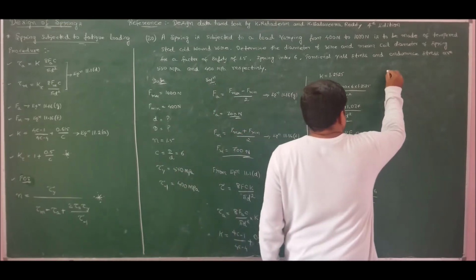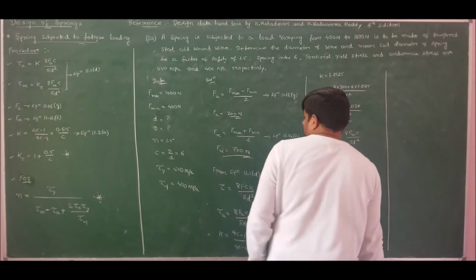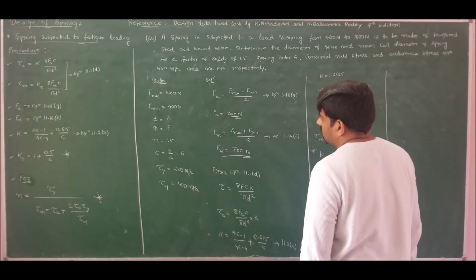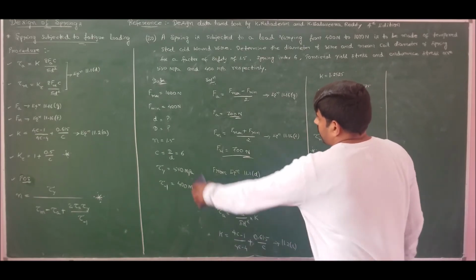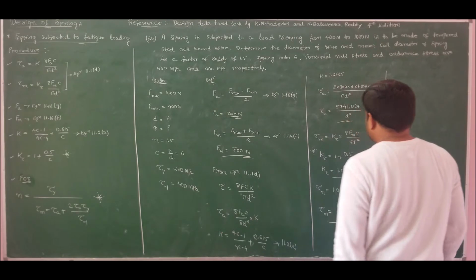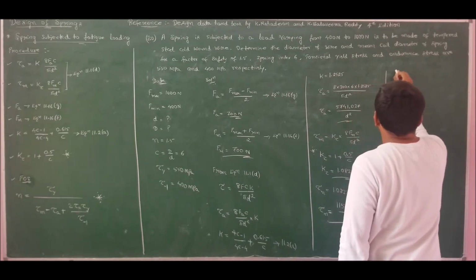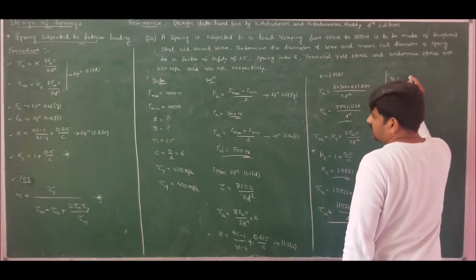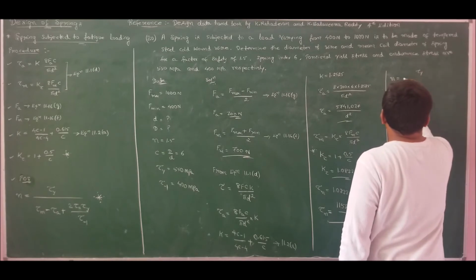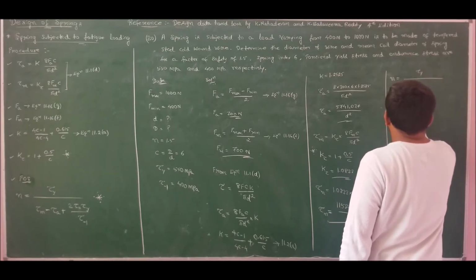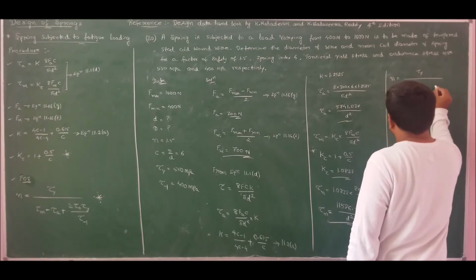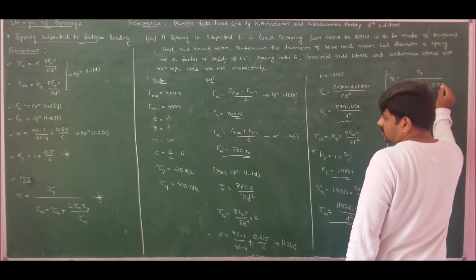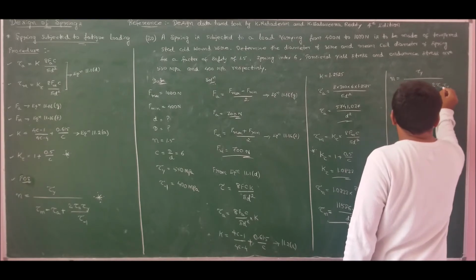So finally, the factor of safety is given for us as 1.5. Finally, using the factor of safety equation, N is equal to tau yield divided by tau mean minus tau amplitude plus 2 times tau amplitude tau yield divided by tau endurance.